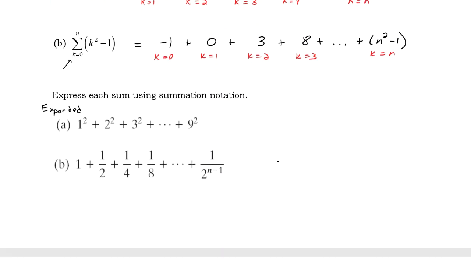So the first thing we need to do is sort of ignore the plus signs and look at it as a sequence and see if we can come up with the formula. So as a sequence, I've got 1 squared, 2 squared, 3 squared, all the way up to 9 squared. So can you think of a formula for that? Right? It's just n squared. That's all it is. Okay, pause the video and see if you can write that as a sum.